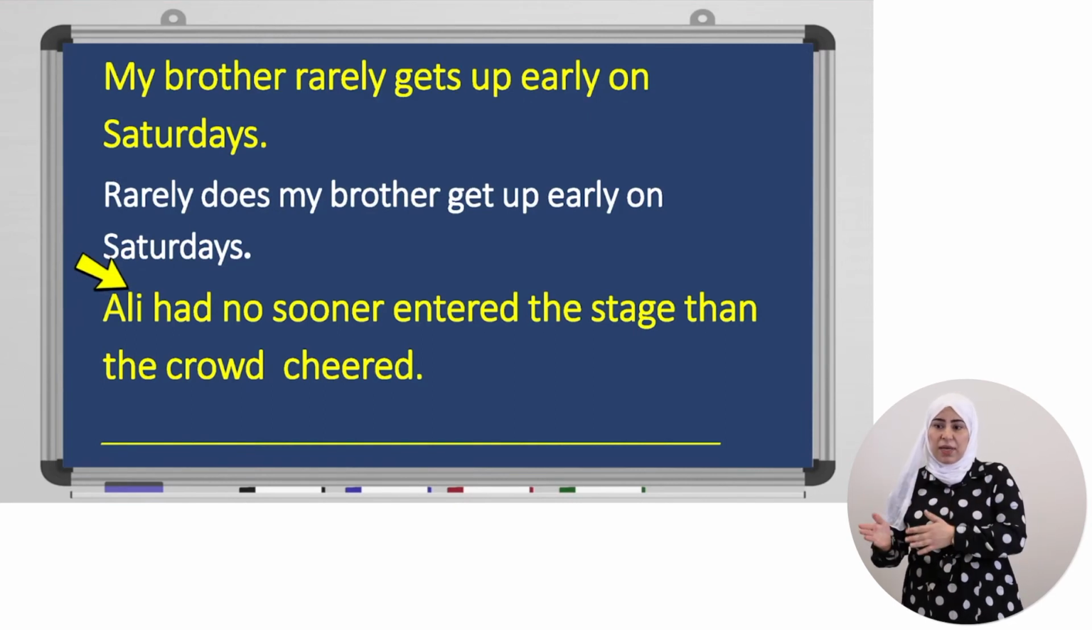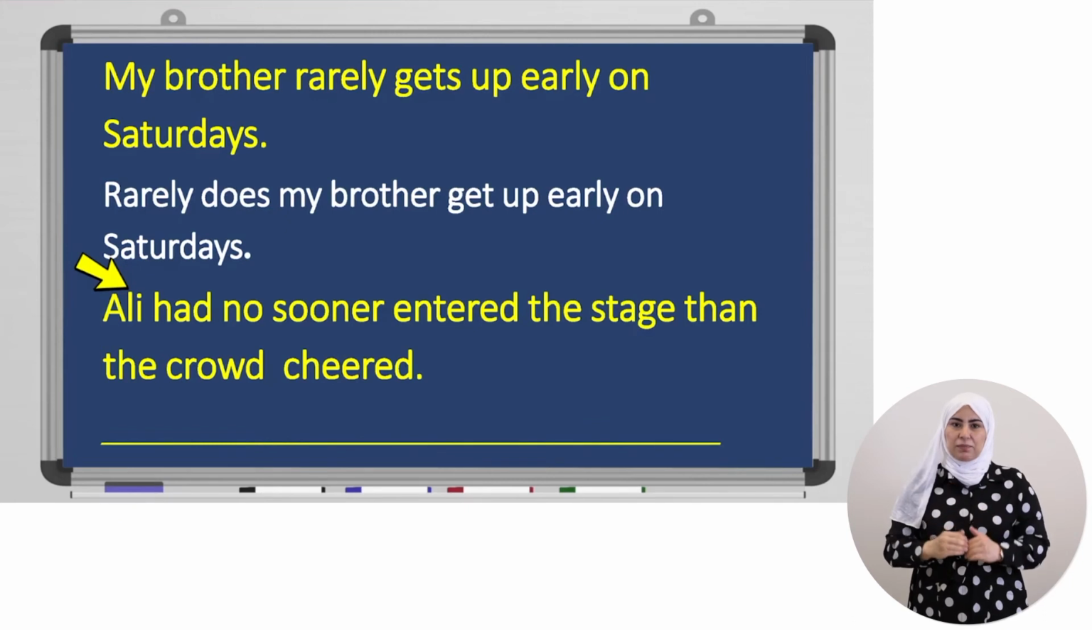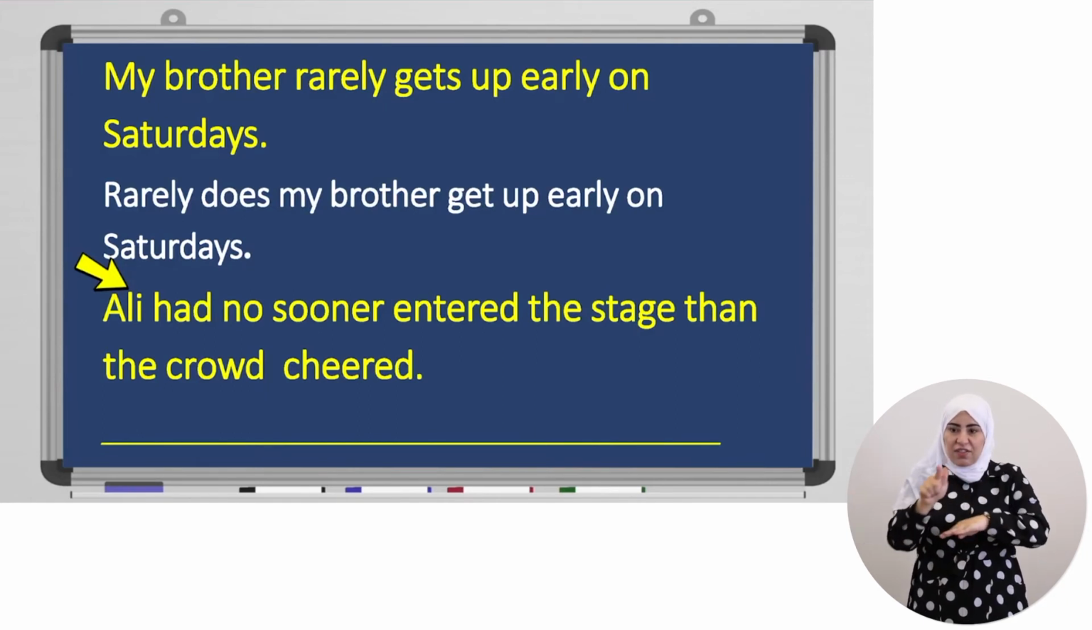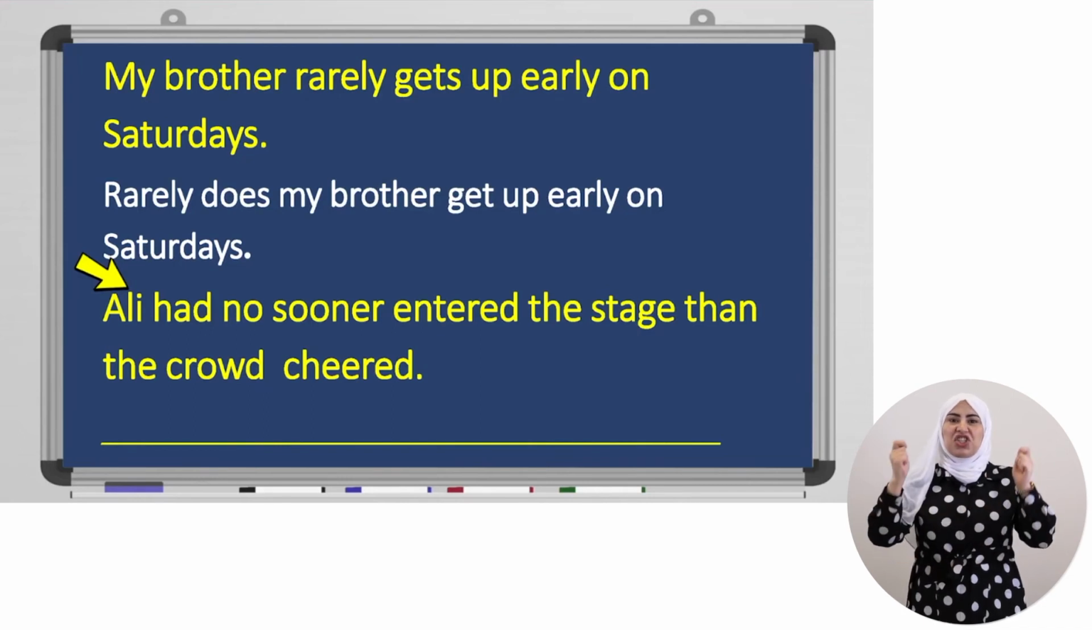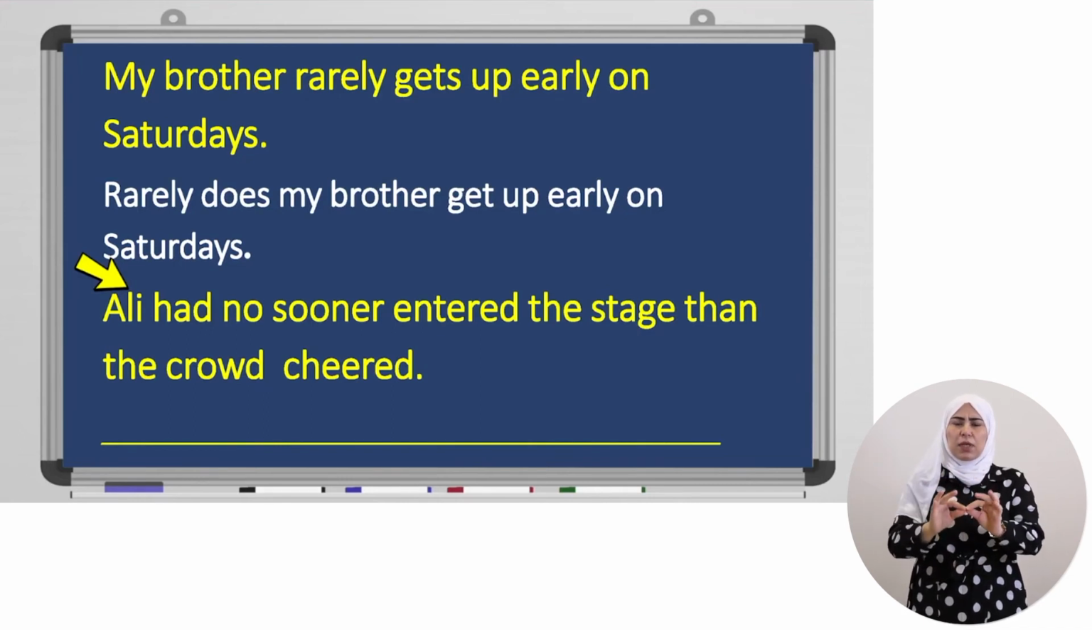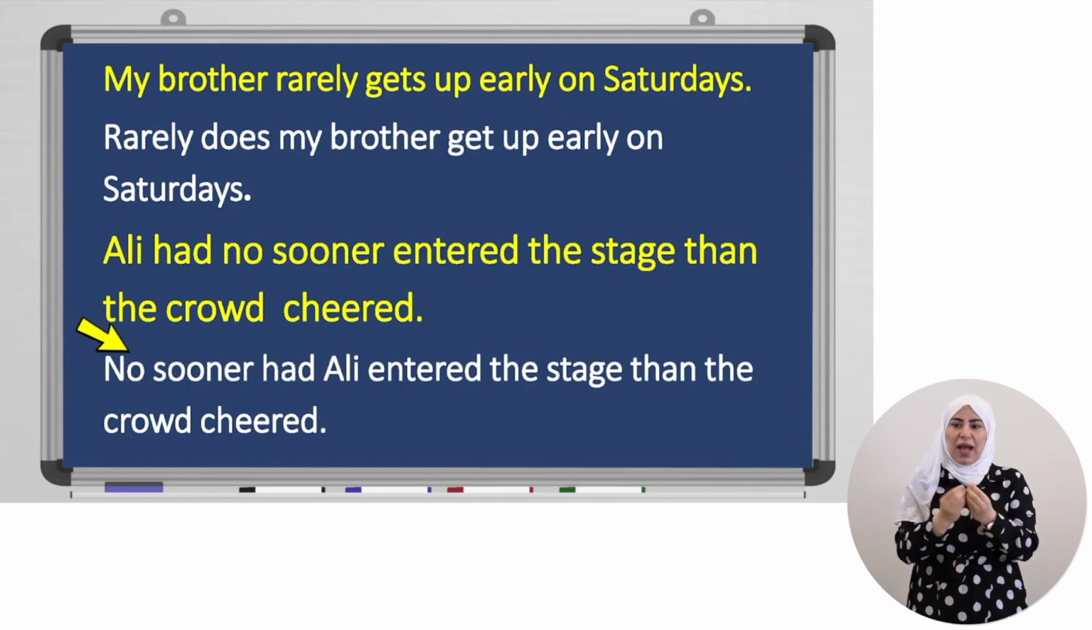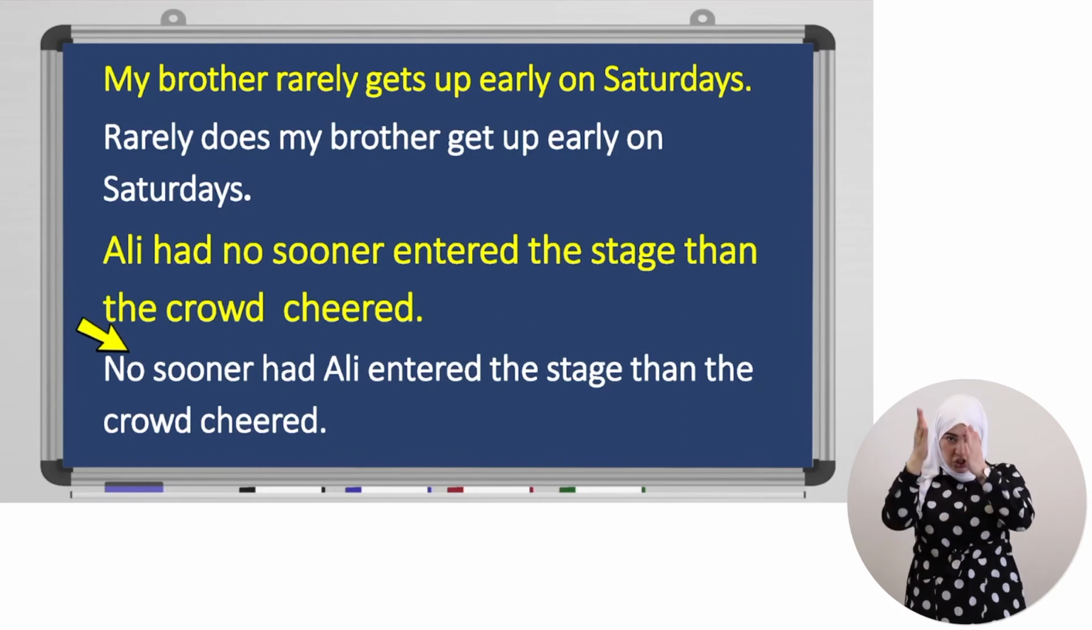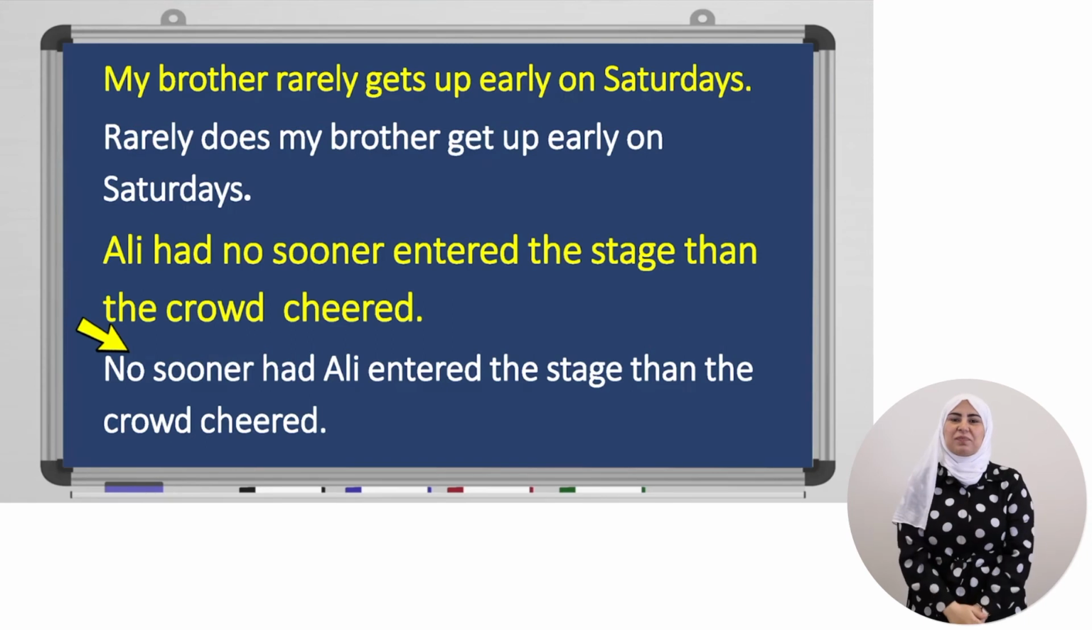Ali had no sooner entered the stage than the crowd cheered. Now, what do we add if we see no sooner? What should it always be paired with? No sooner is always paired with than. Remember this. This is very, very important. So how are we going to arrange it? No sooner, what? There is a helping verb here. Exactly. So no sooner had Ali entered the stage than the crowd cheered. Very simple. An equation, you fill it in, and if there are any missing details, you add them yourself.